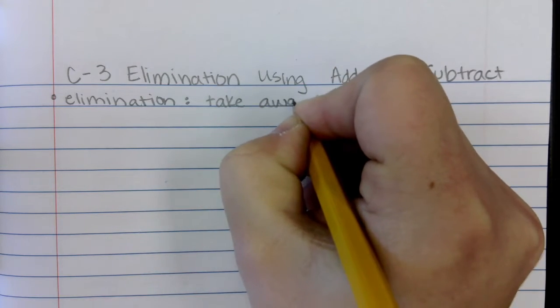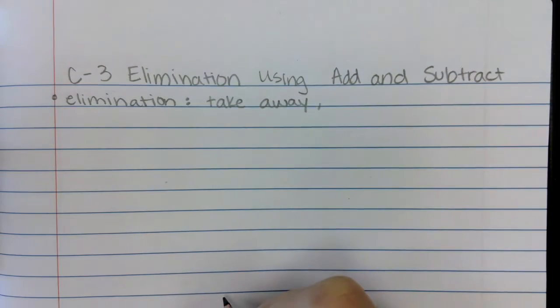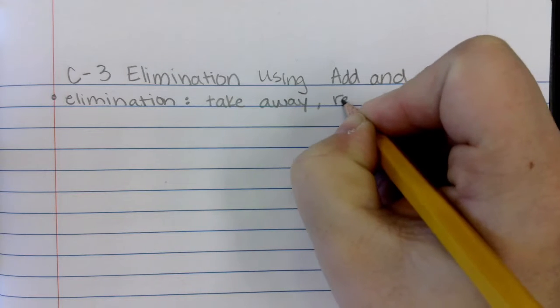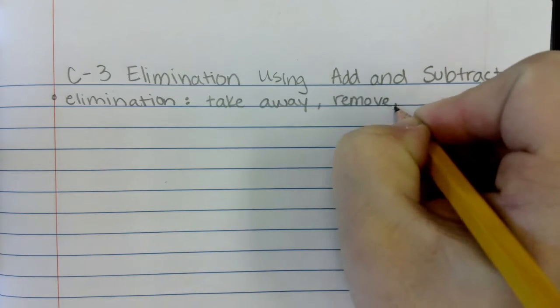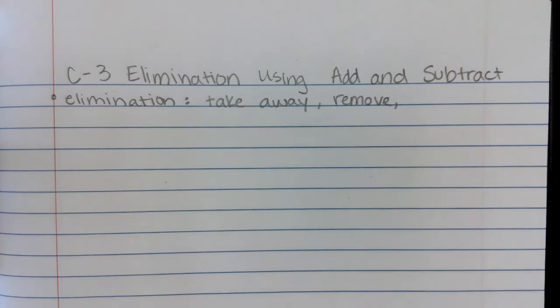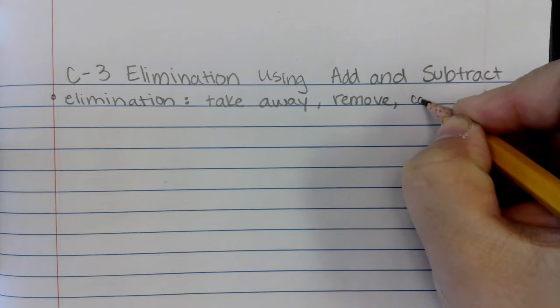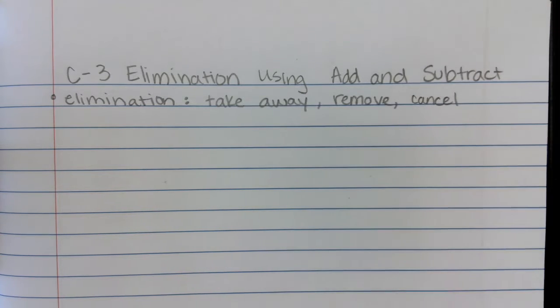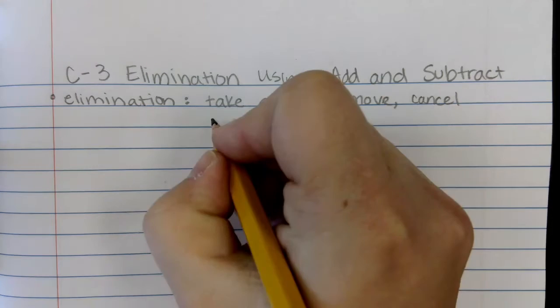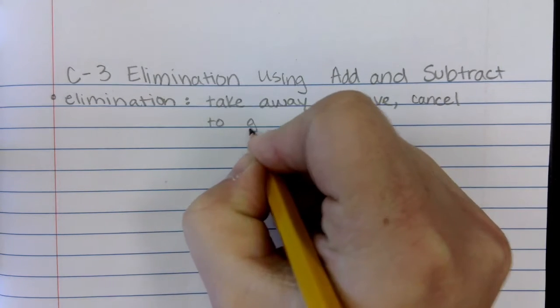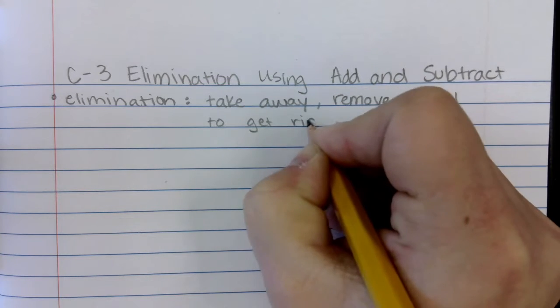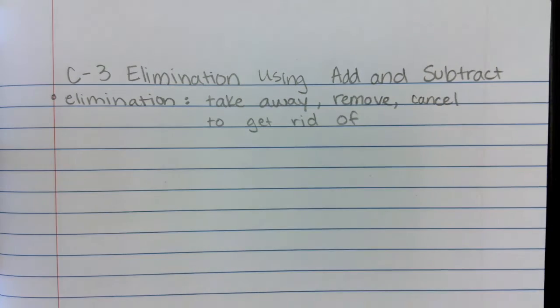To remove. This is one that's really popular right now, cancel culture, right? If you cancel someone, what does that mean? Like they don't exist to you anymore, right? Cancel, or like to get rid of. You don't necessarily have to write all of these. You can just pick your favorite. Just know that elimination means we are removing it, taking it away.